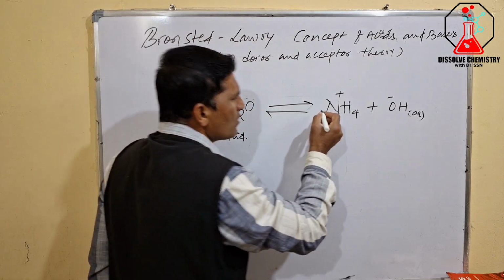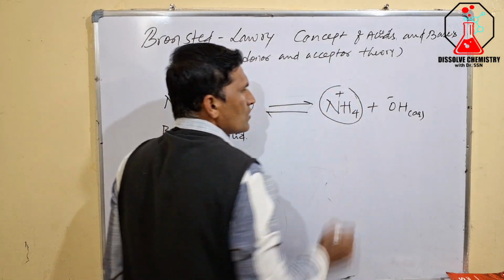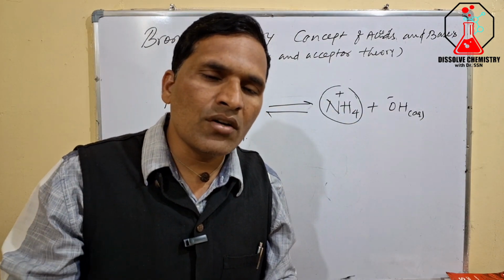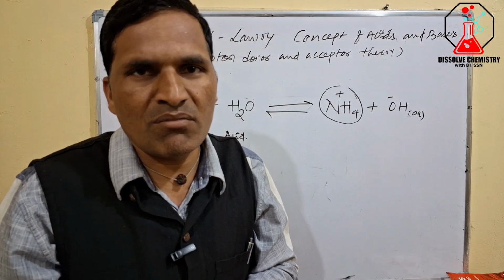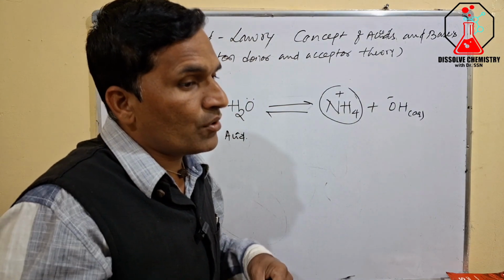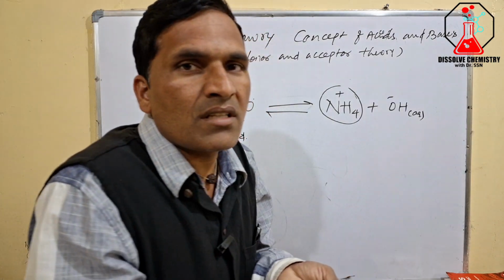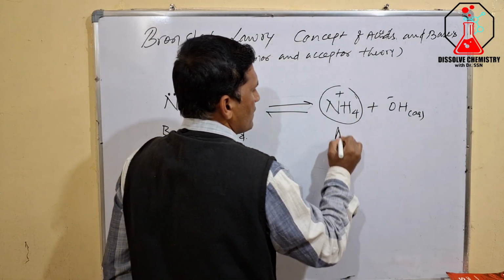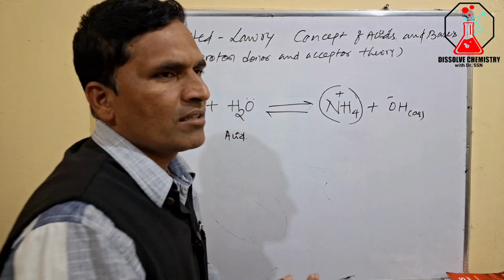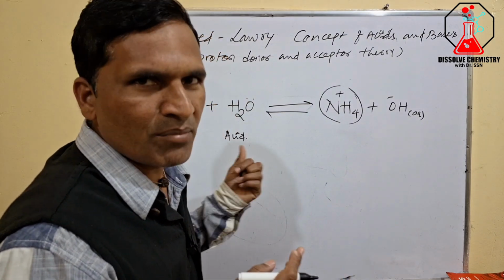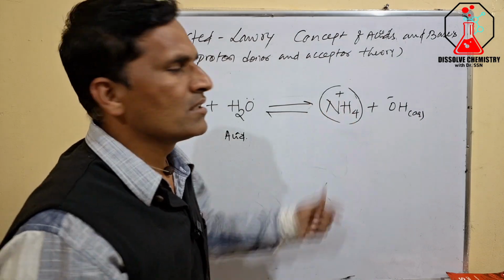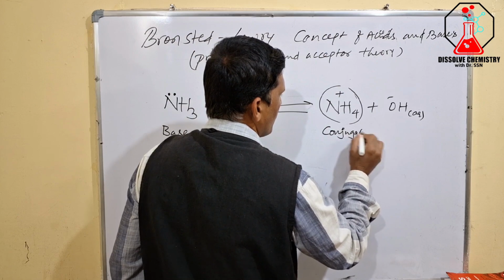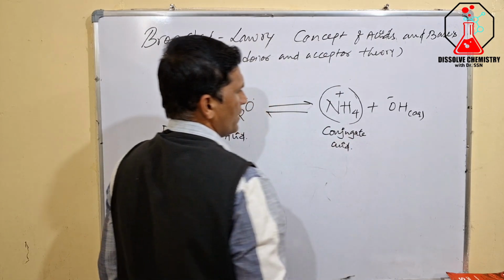Now when you look at the ammonium ion, it has one extra proton, and it can donate that proton back to the OH minus. So it is going to act as a proton donor, therefore it can act as an acid. This acid originated by the accepting of a proton. It was a base earlier, and by accepting the proton it has formed. So it is called the conjugate acid of ammonia.